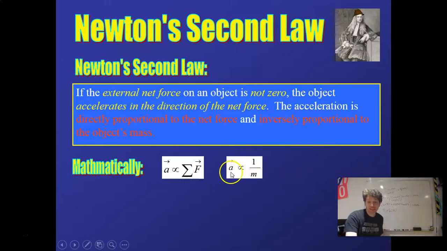This one says acceleration is inversely proportional to mass. This is the opposite. So if mass doubles, acceleration halves. If mass triples, acceleration is reduced by a factor of 3. Okay, but if mass is halved, acceleration doubles. That's where the inverse comes in. So how do you get an equation from this?